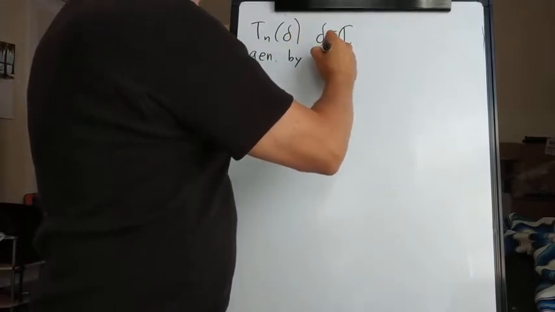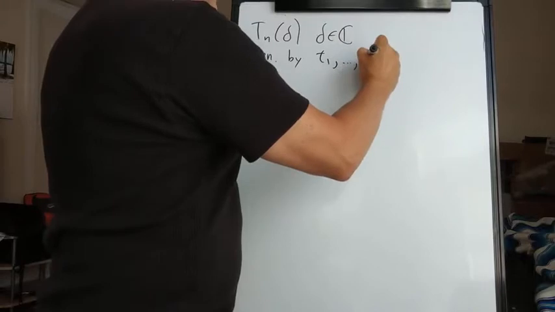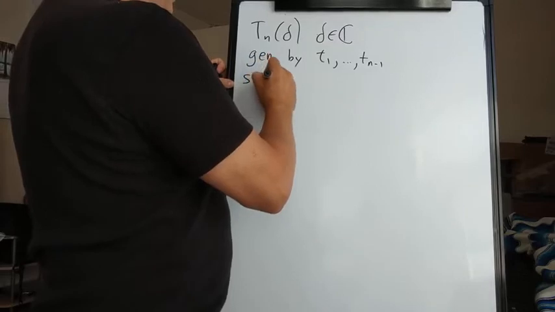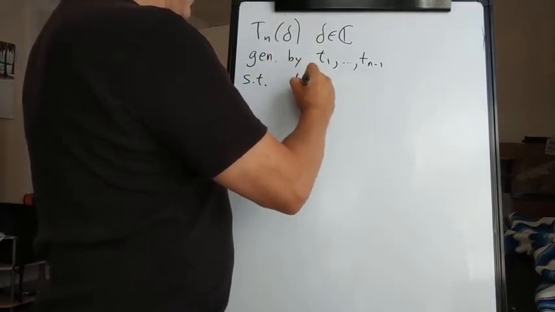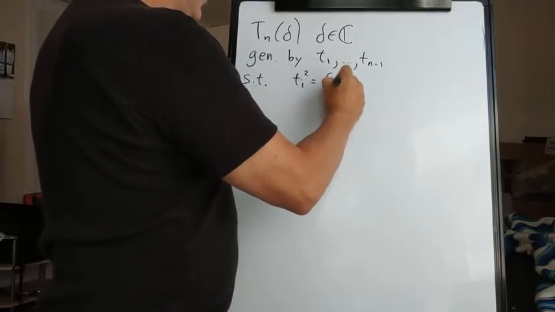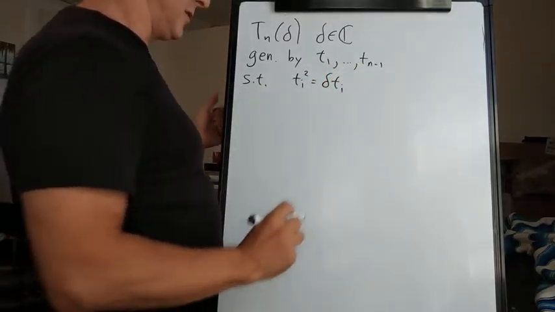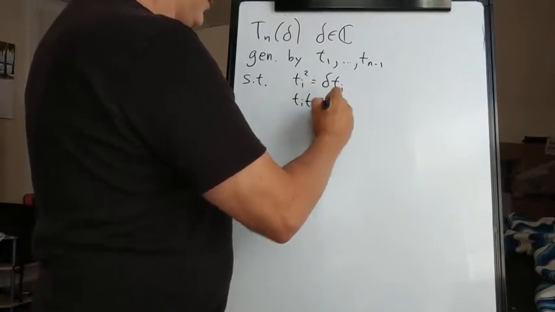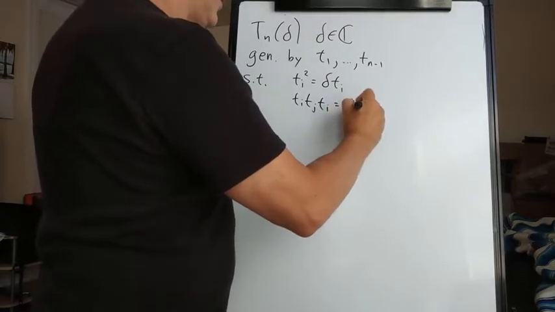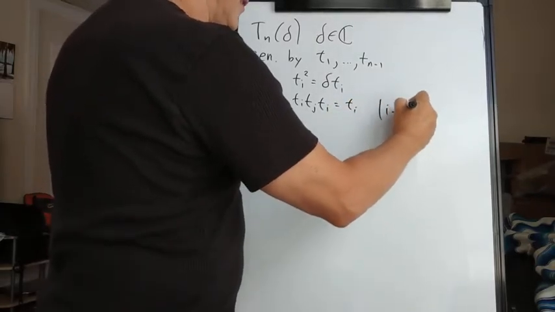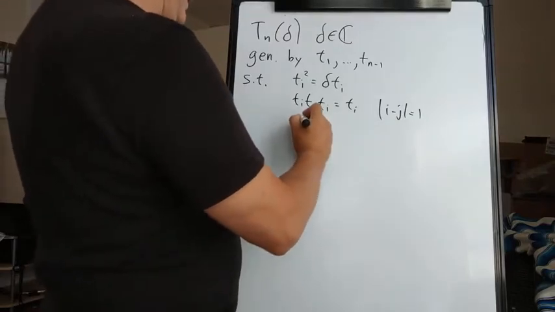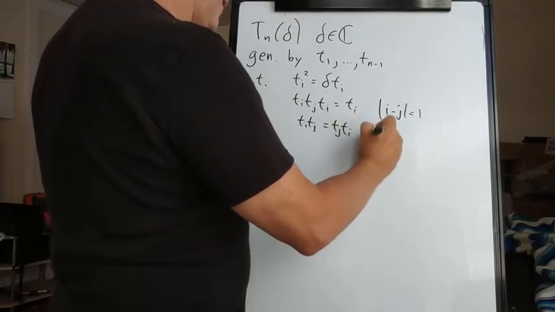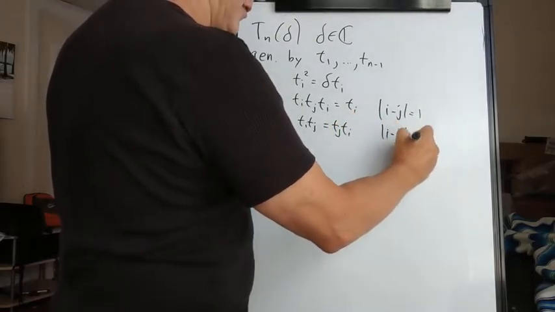This is generated by elements little t1 through little t(n-1), subject to the relations: any generator squared is delta times that generator. A product of three generators of the form ti, tj, ti is just ti if i and j differ by 1. And generators ti and tj commute if i and j differ by at least 2.